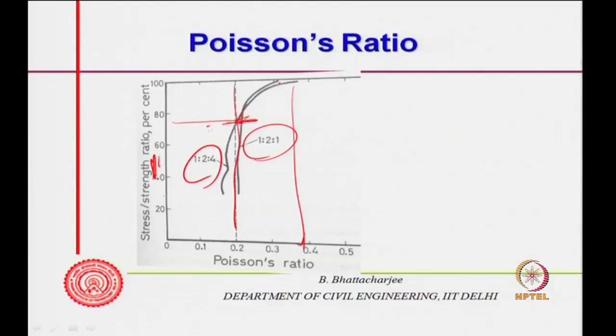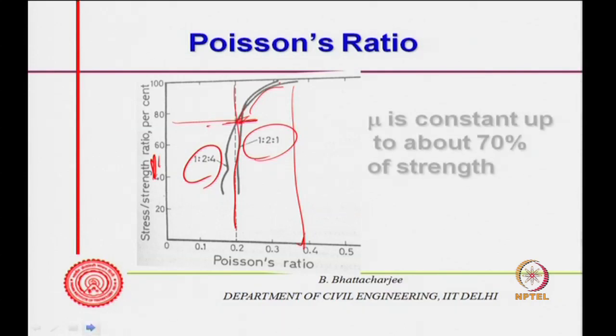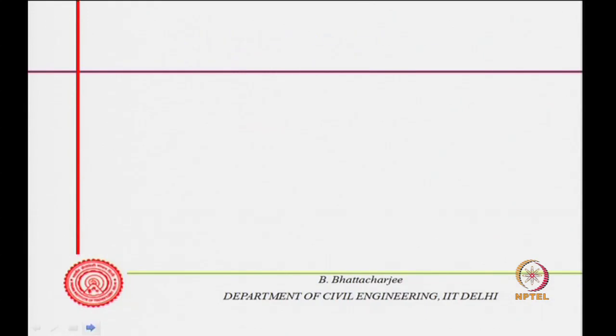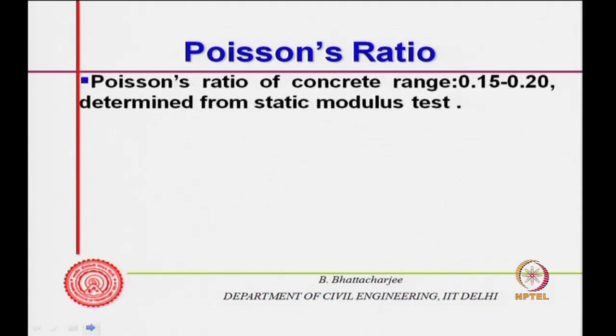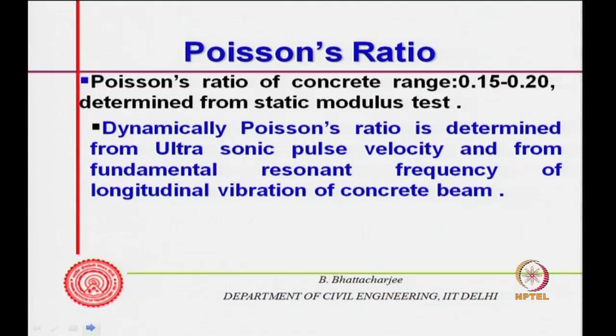So beyond 70% of the load, your Poisson's ratio increases significantly, and it is almost constant up to 70% of the strength. Generally it varies in the range of 0.15 to 0.20, that is what is determined from the static modulus test. But you can determine Poisson's ratio dynamically also, from the ultrasonic pulse velocity test, from sonic velocity test, or from the fundamental resonant frequency of longitudinal vibration of a concrete beam. It is a similar test to what we did for modulus of elasticity.